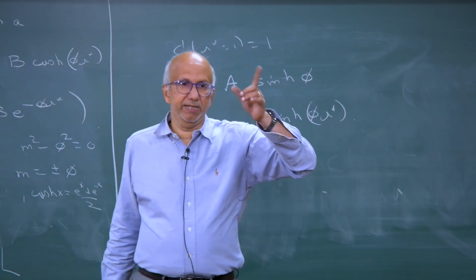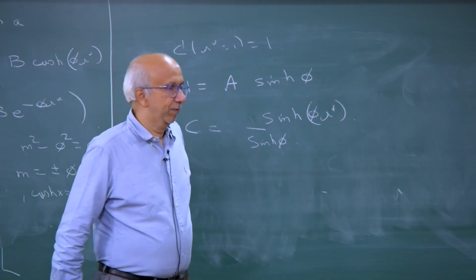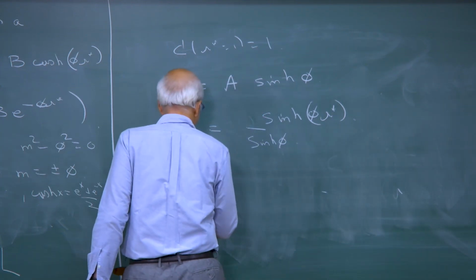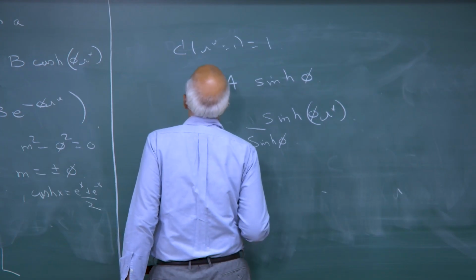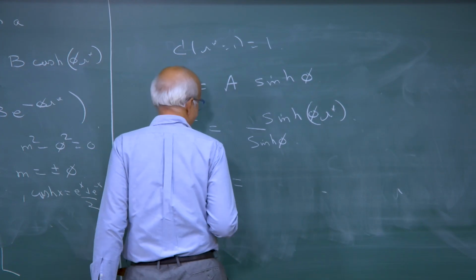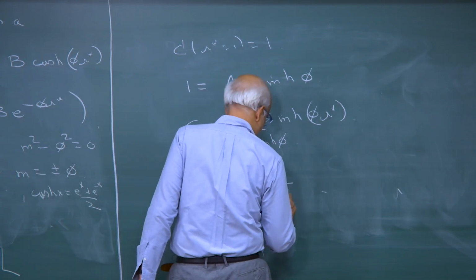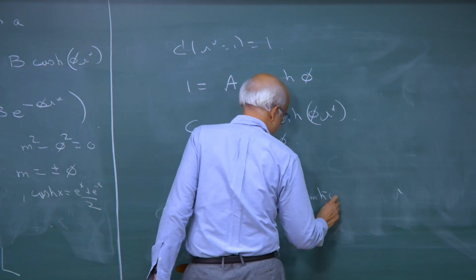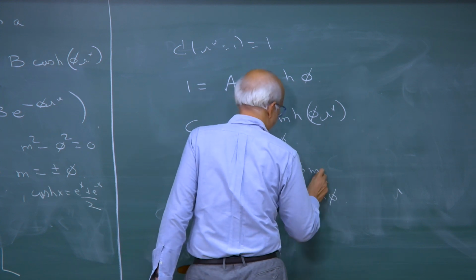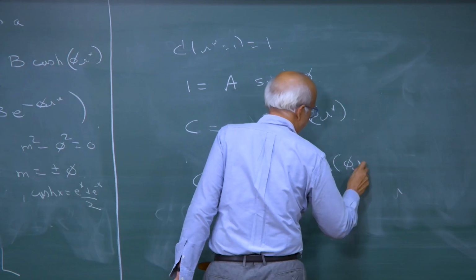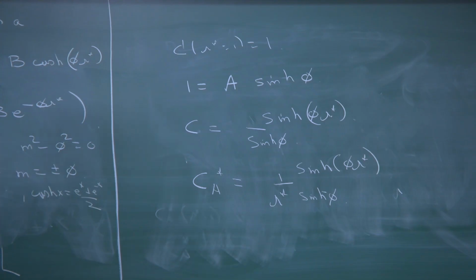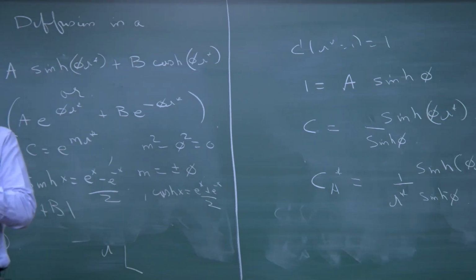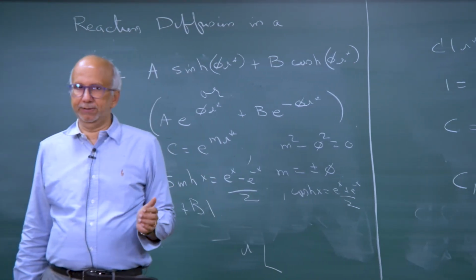What I am interested in is C A star. So what is C A star? C A star is C divided by R. So this is my concentration profile, the dimensionless concentration. If I plotted C A star versus R star, this is what I would get.